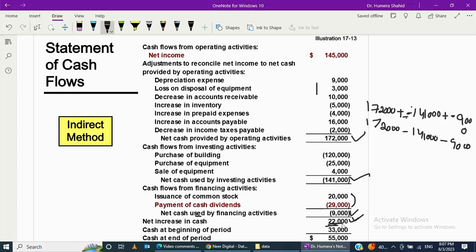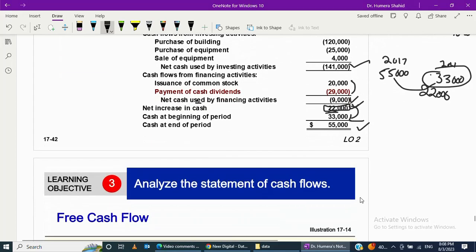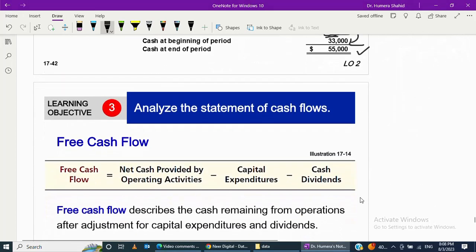Now you have to match it with the difference between opening and ending balance of cash. Check your balance sheet. Your opening balance of cash is 33,000 in 2016, and in 2017, which is the ending balance, that's 55,000. Take a difference. So the difference between these two is 22,000, which is exactly what you get over here. Then add the opening balance into it. Opening balance means last year balance, and you will get the ending balance of the cash. So in this way you prepare your cash flow statement.